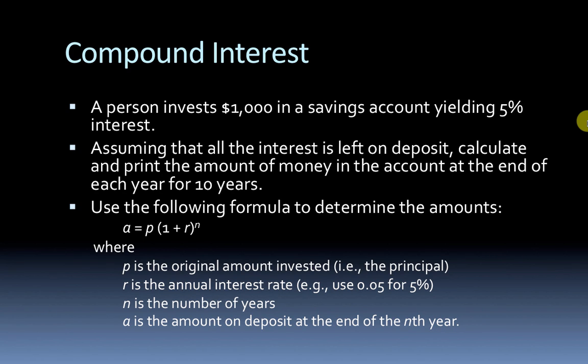For our next example, we're going to continue using counter-controlled iteration with a for iteration statement. And this time we're going to use the for to help us calculate compound interest. Now, before we look at the actual example, let's take a look at a problem statement.